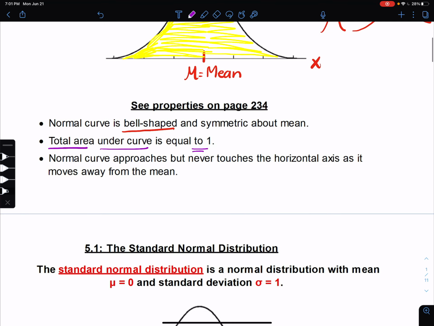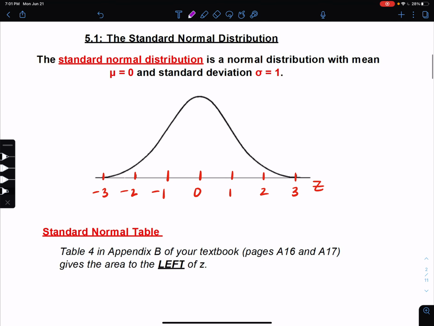All right, now, like I said, we're going to be working with normal distributions all the way through chapter 5, but we're going to start with the most basic one in section 5.1. So we're going to be focusing in on one particular normal curve, and this is called the standard normal distribution. Now, like I said, every normal curve is defined by its mean and its standard deviation. So when you're dealing with the standard normal distribution, your mean is always 0, your standard deviation is always 1.